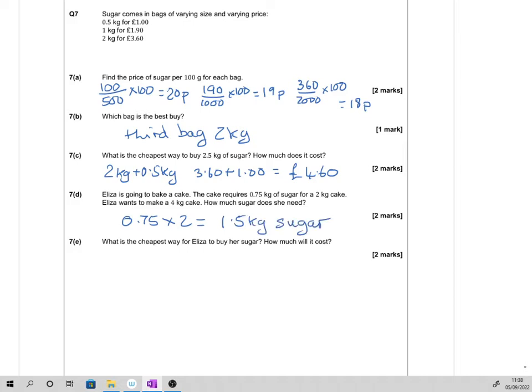What's the cheapest way to buy her sugar? How much will it cost? So she's going to buy a 0.5 kilogram bag plus a 1 kilogram bag, which is £1 plus £1.90, which equals £2.90.